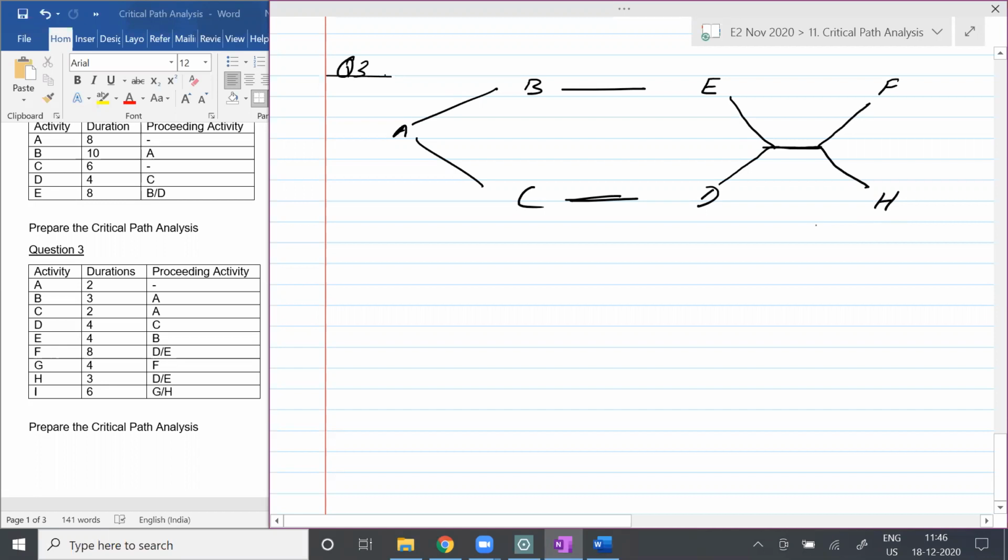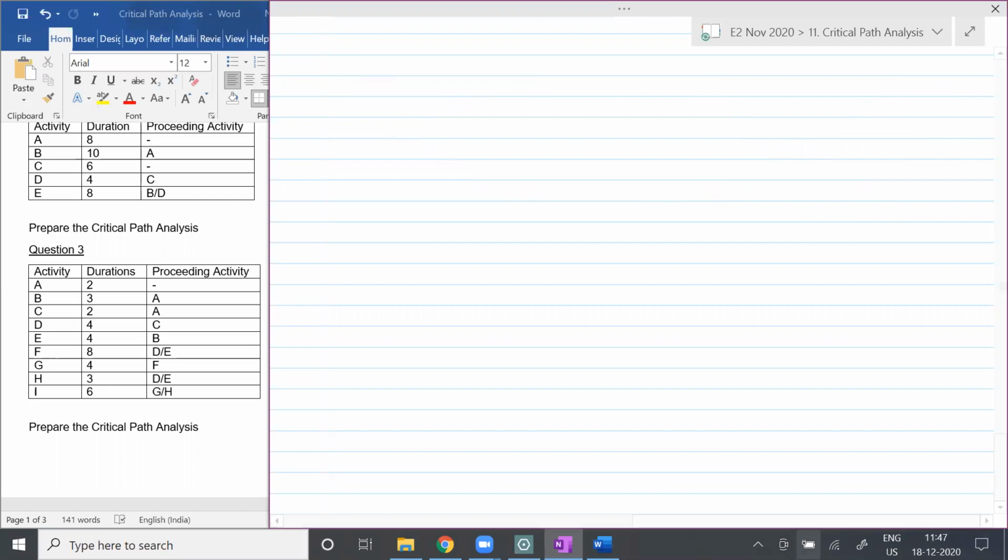And then students, F will create what? G. That is very understandable. And G and H will create what? G and H will create the other one, which is I. So G and H will create I.